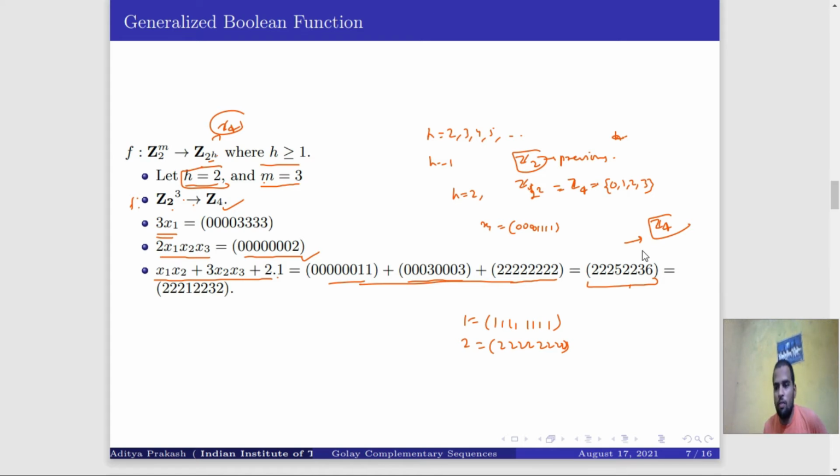Okay, so how to change 5? Simply we divide 5 by 4 and you get 1 as a remainder, so simply replace it by 1. And 6 when divided by 4, the remainder will be 2, so we can write it as 2. We can use a modular sign for this, it is a generalized Boolean function.